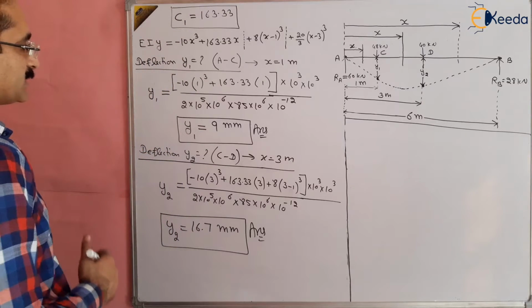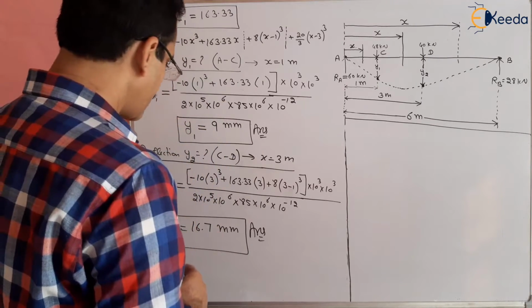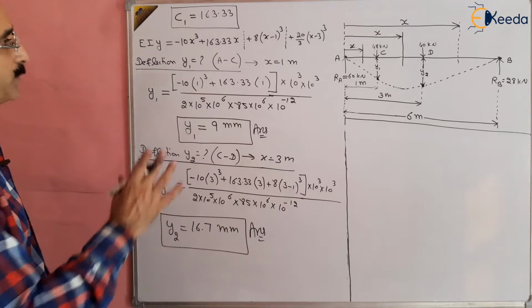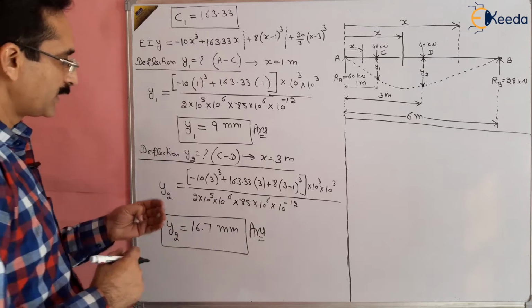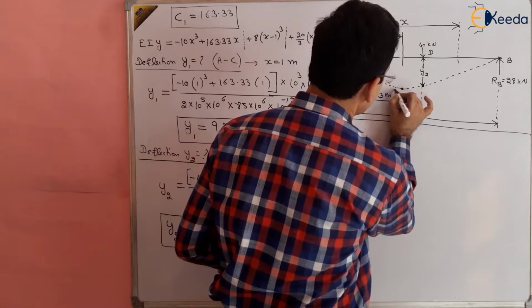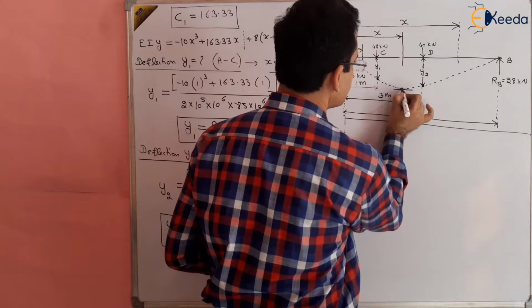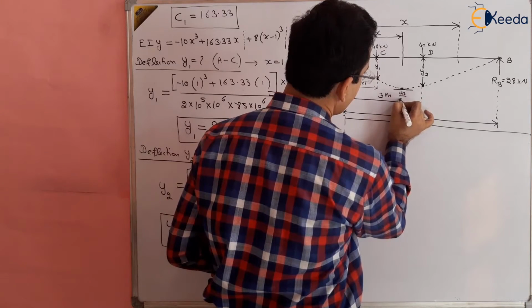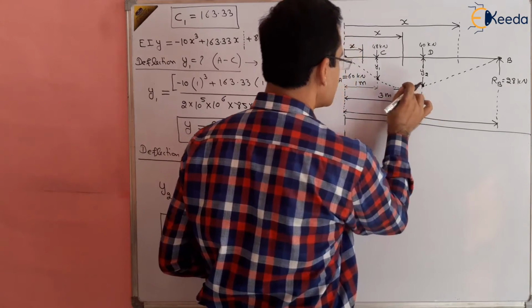Now to get the y max, we know the slope equation. What was the slope equation? What was our slope equation? We know that at maximum deflection the slope is 0. The slope is 0 at maximum deflection. The slope dy by dx is 0 when the deflection is maximum.